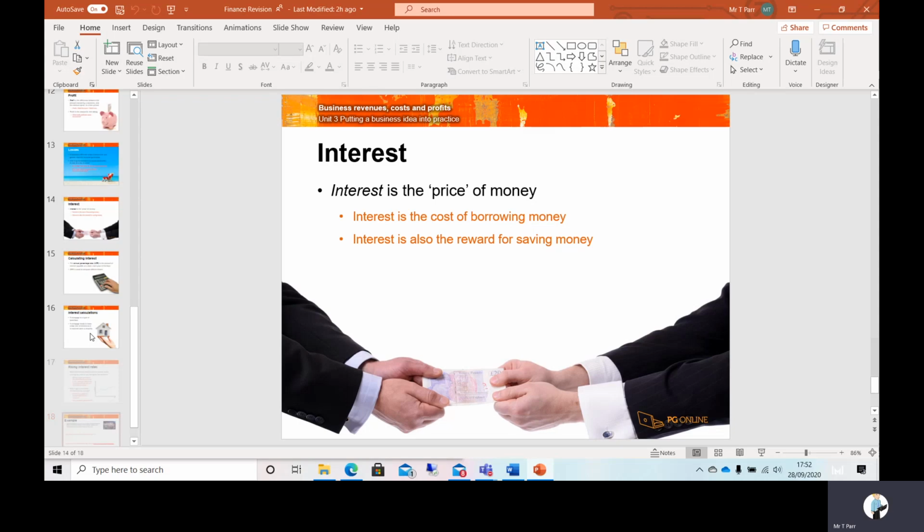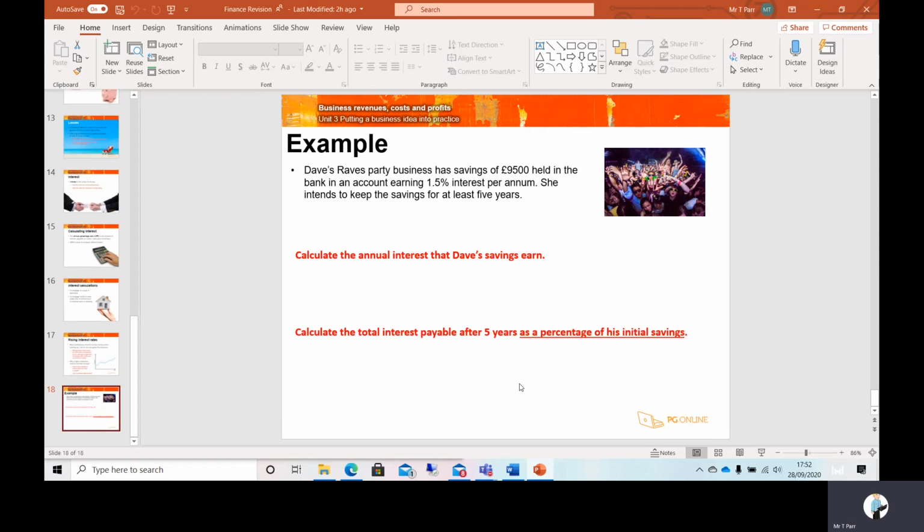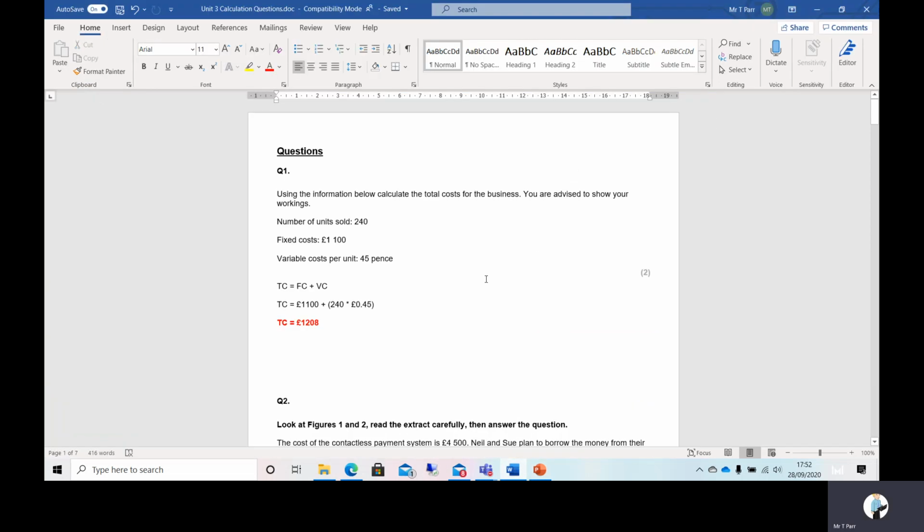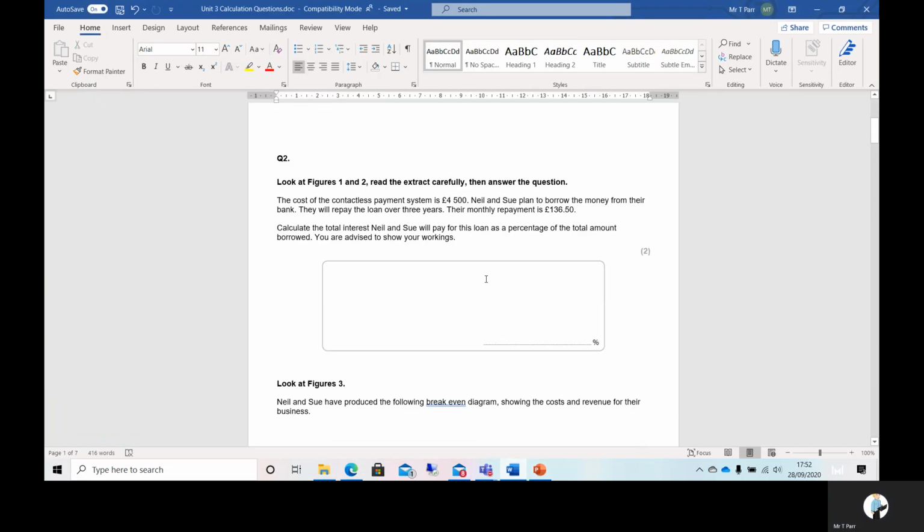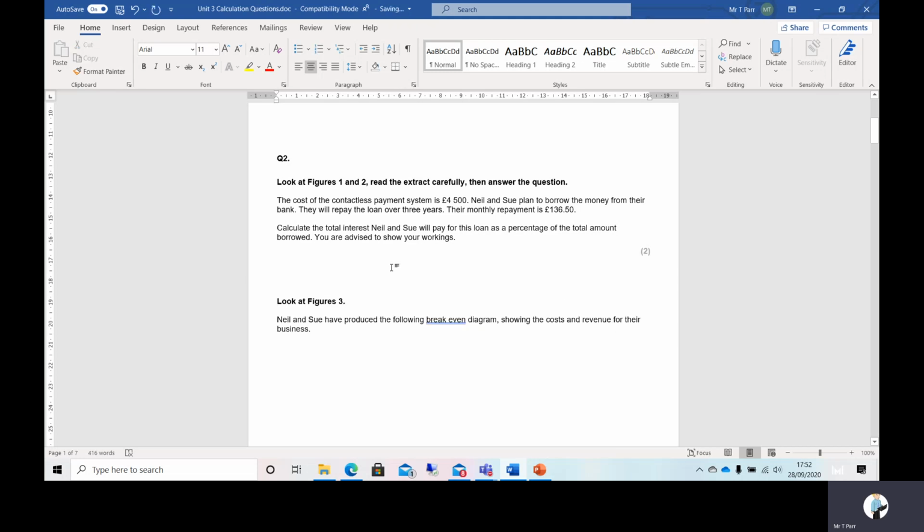Let's get rid of that. Let's go back to our examples here. Okay, it's a nice easy one. It says look at figures 1 and 2, but they're not here. If I was writing on the paper, the answer's got to be in a percentage. We put it on the dotted line. So what have we got here?